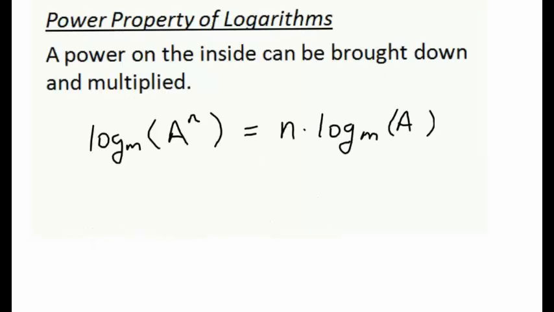Here's the third and final special property that I want to give you in this lesson, and that is the power property of logarithms. Here's the idea. If I have an expression inside of my logarithm that's raised to a particular power, then I am allowed to take that power and bring it down and multiply it on the outside of my logarithm. This also works in the reverse direction. If I have a number that's multiplied by a logarithm, I can take that number and put it as the exponent of the inside expression.